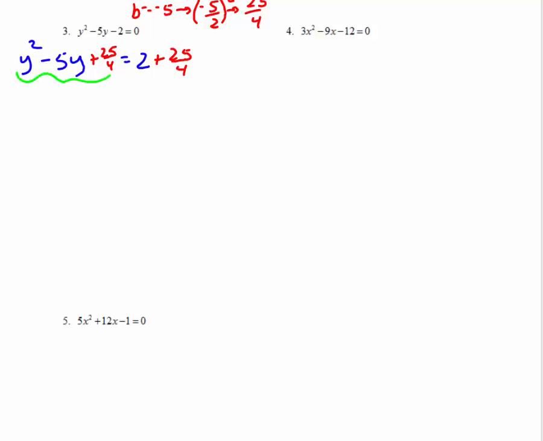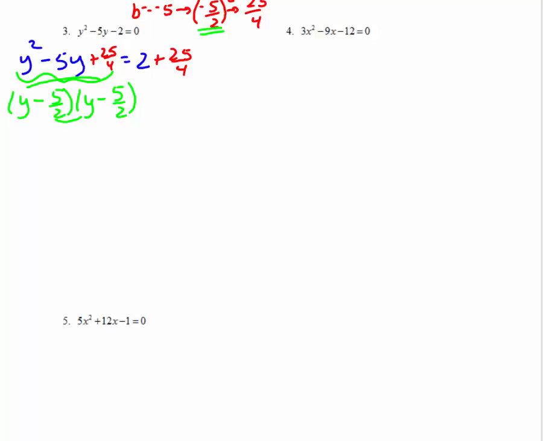Now, how do we factor the left-hand side then? Well, what's great is you just look at what was in parentheses before you squared it, and those should be the numbers you use. So in the parentheses was negative 5 halves before I squared it. So this should be able to be factored into y minus 5 halves times y minus 5 halves. Negative 5 halves times negative 5 halves is still 25 over 4. And if you test the outer and the inner, negative 5 halves y minus 5 halves y is negative 10 halves, which gives you that negative 5y.